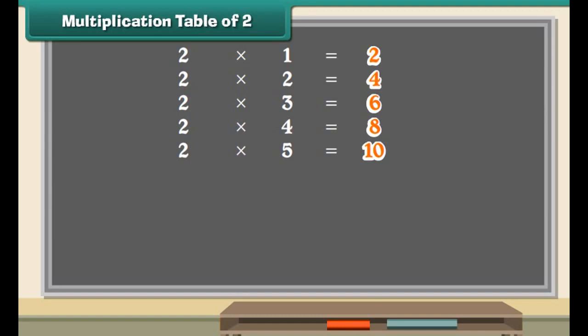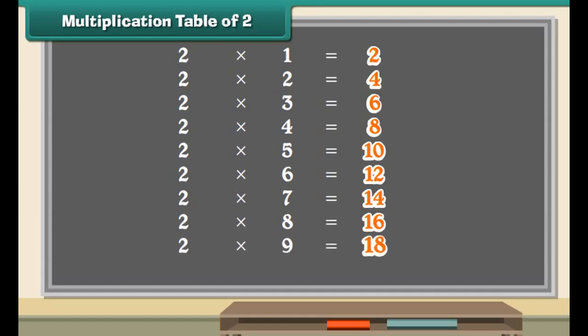2 ones are 2. 2 twos are 4. 2 threes are 6. 2 fours are 8. 2 fives are 10. 2 sixes are 12. 2 sevens are 14. 2 eights are 16. 2 nines are 18. 2 tens are 20.